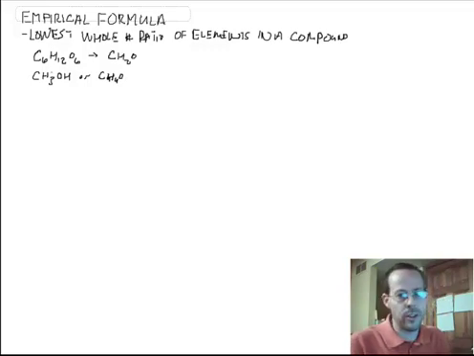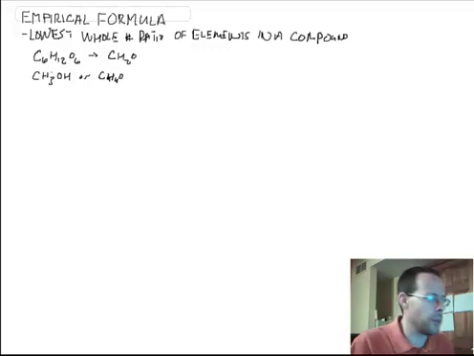So for some formulas, the formula is the empirical formula, and for others, we can make it the empirical formula by just finding the whole number ratio and making it the simplest, lowest whole number ratio. Alright? So that's what empirical formulas are. As far as solving them, most of what you're going to be doing is calculating empirical formulas. And here's basically the steps.